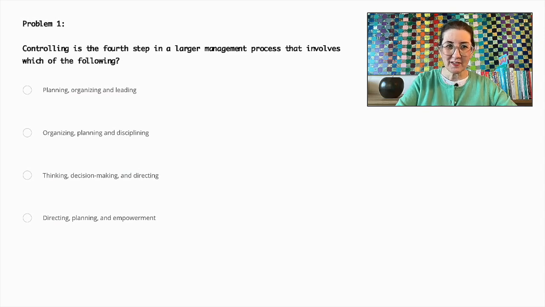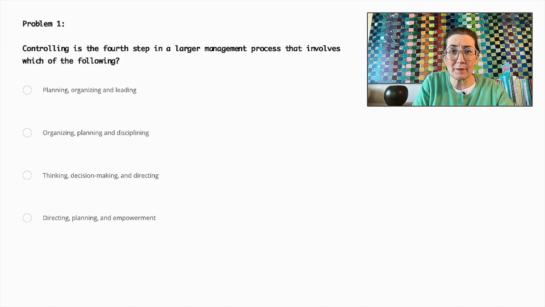Problem number 1. Controlling is the fourth step in a larger management process that involves which of the following? Planning, organizing, and leading; organizing, planning, and disciplining; thinking, decision-making, and directing; or directing, planning, and empowerment.